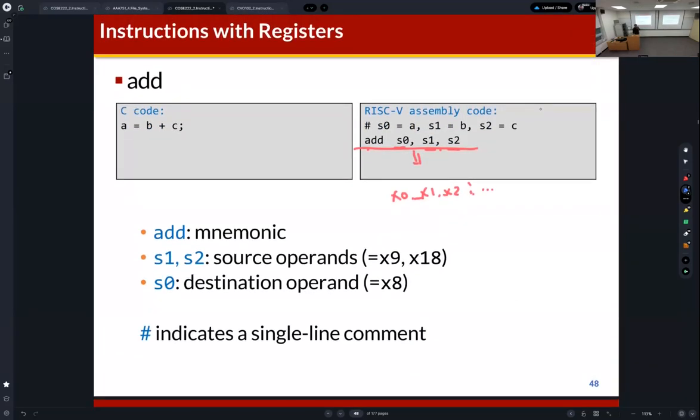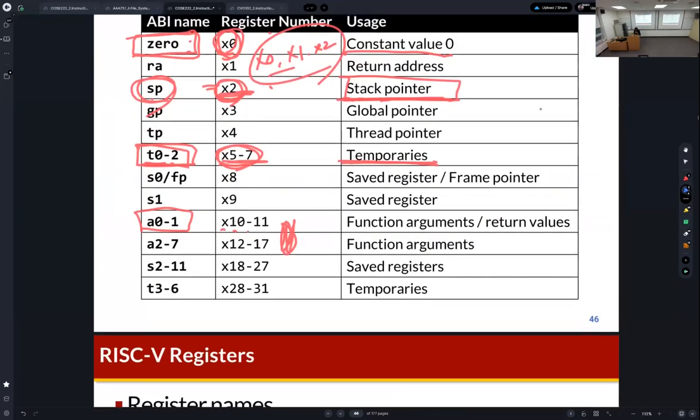Okay, so let's see an example: instructions with registers. This is the same C code. When this C code is translated, we can represent this statement using registers, because the add instruction of RISC-V just uses register operands. So add S0, S1, S2 means S0 equals S1 plus S2. S0 is the ABI name of a register. So S0 is actually X8, S1 is X9, S2 is X18.